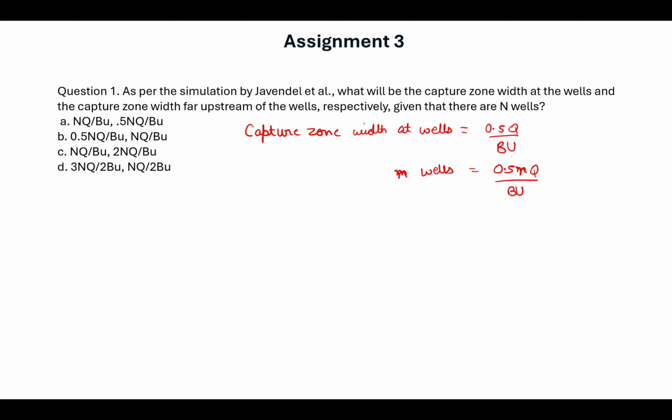And the capture zone width far upstream of the wells, for one well, it is given by Q by BU, and for N wells, it will be NQ by BU. So B will be the correct answer.